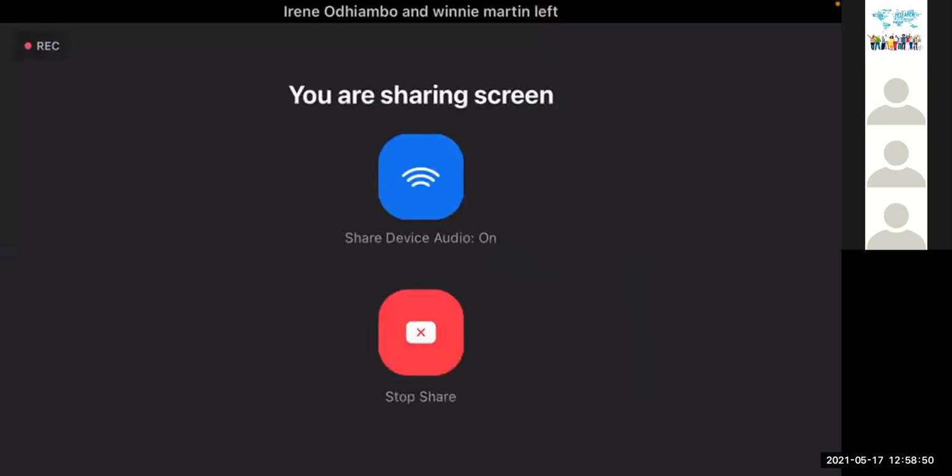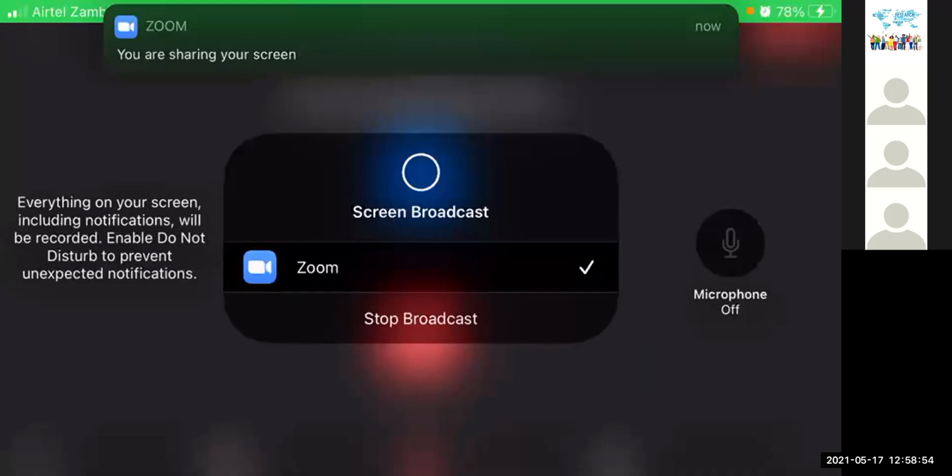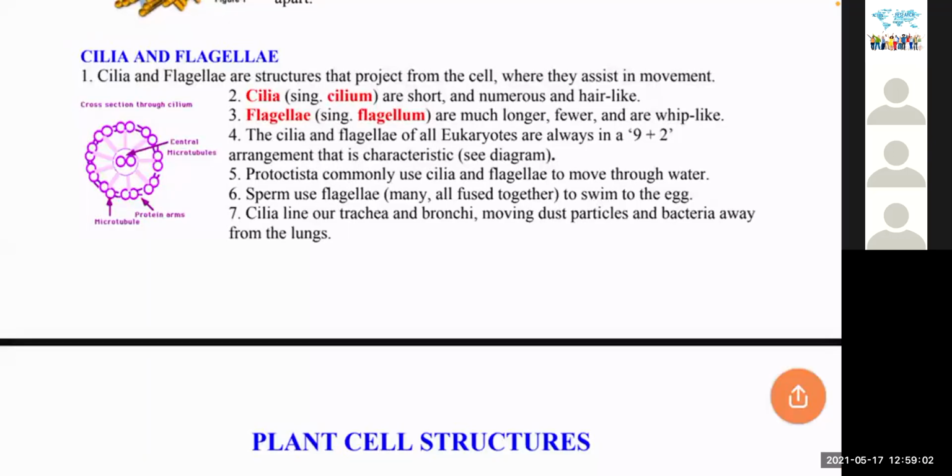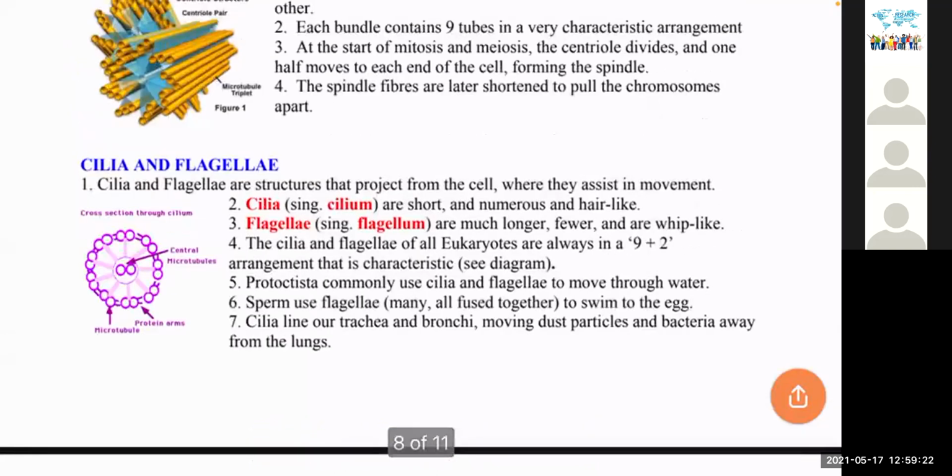I have a question concerning cilia and flagella. You have told us their hair-like structure. There are two. One is hair-like in structure, the one that's also lined in the trachea and bronchi. So my question is, being that it is hair-like, how is it adapted to its function?